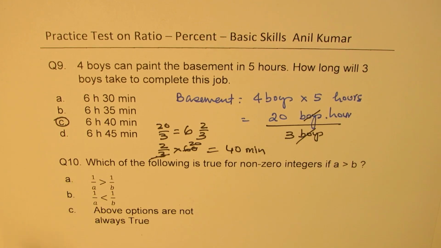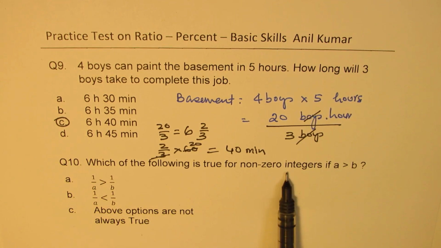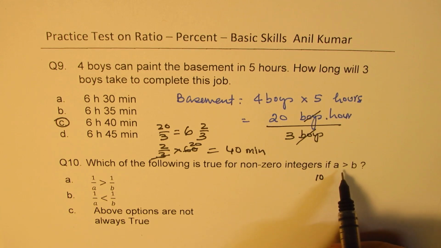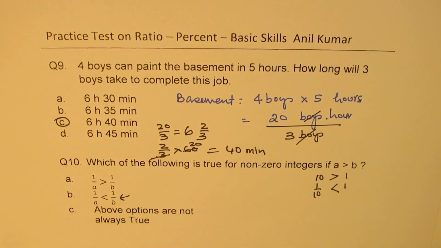Okay, question number 10. Last question. Very interesting. Which of the following is true for non-zero integers if a is greater than b? Which one is correct? So let's say a is 10, which is greater than b, then 1 over 10, and this is 1, we know 1 is greater, right? So that could be the answer. We have an option here, and it is on purpose. It says, above options are not always true. I think this is the answer.